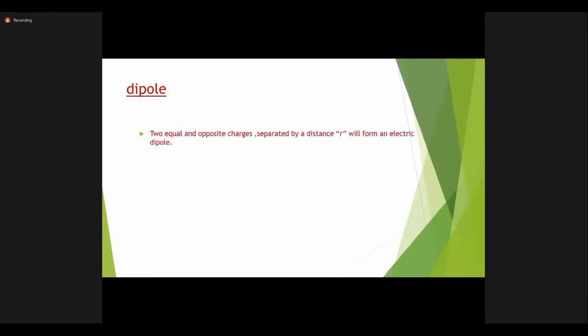Dielectrics and magnetic properties of materials. Now, to begin with dielectrics, the first part of dielectrics is dipoles. Dipole. Defining it, two equal and opposite charges separated by a distance d will form an electric dipole. So you have plus and minus q charges separated by a distance r from center to center. This combination is an electric dipole.